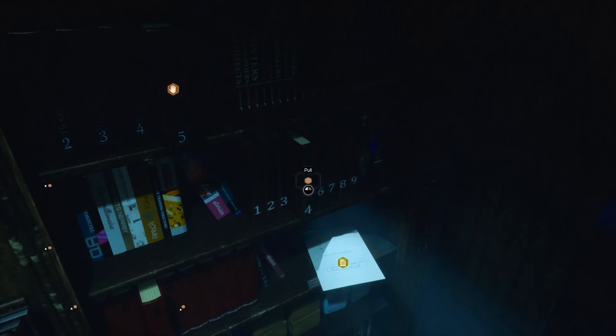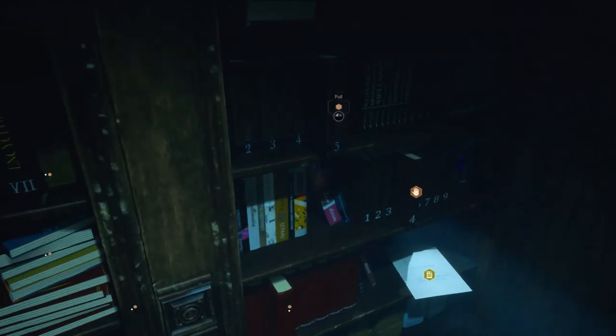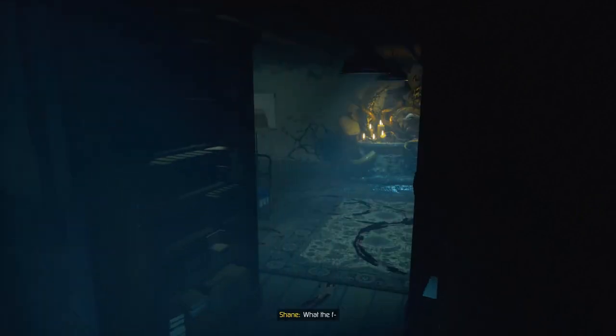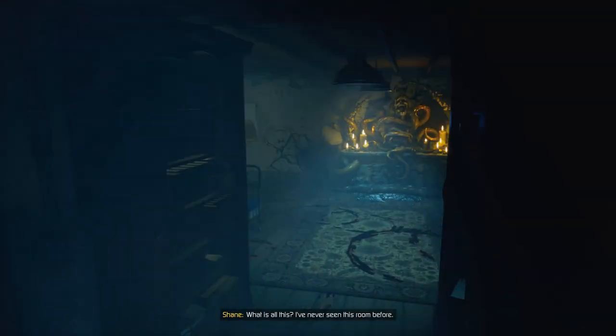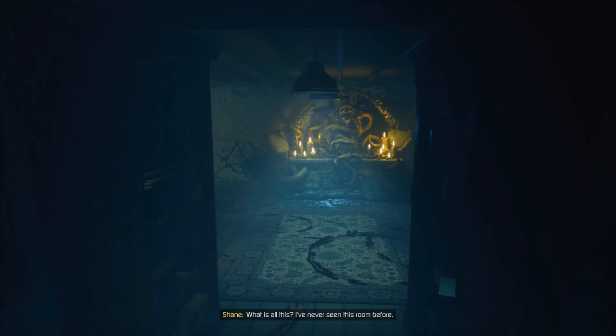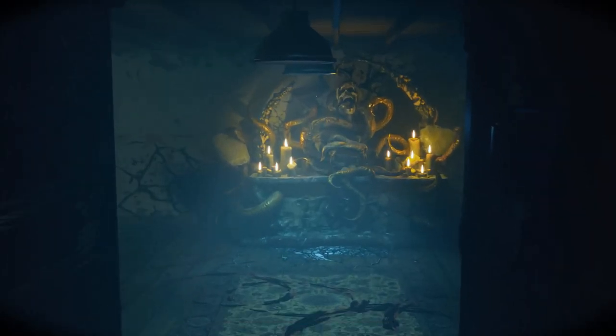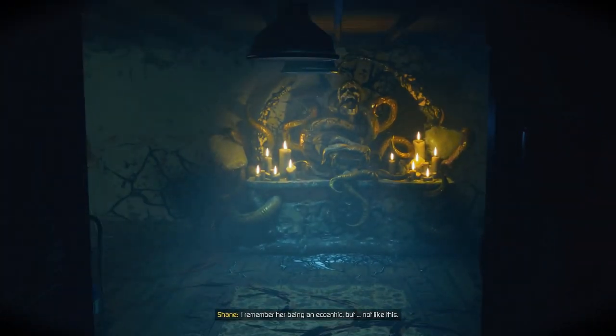6, 4, 2, and then 4 again. Yeah, I'm officially an idiot. What is all this? I've never seen this room before. Was Mom really keeping this thing down here? I remember her being an eccentric, but not like this.